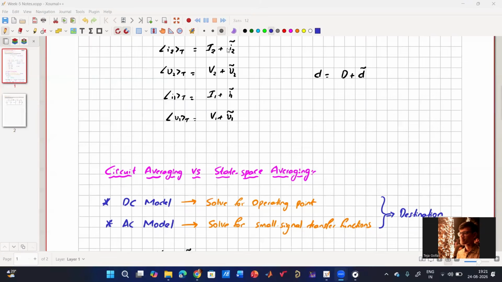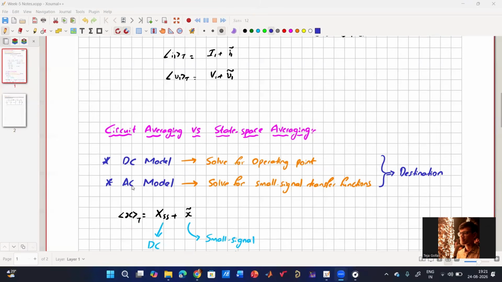So we are trying to linearize the switching action, which was the original nonlinear part. Once we have linearized it, we have the DC value, and we are also exciting it with some small signal AC perturbation. So finally, we will get one DC model, which we can use for solving the operating point, and the other one is the AC model, which we can use to obtain the small signal transfer function.